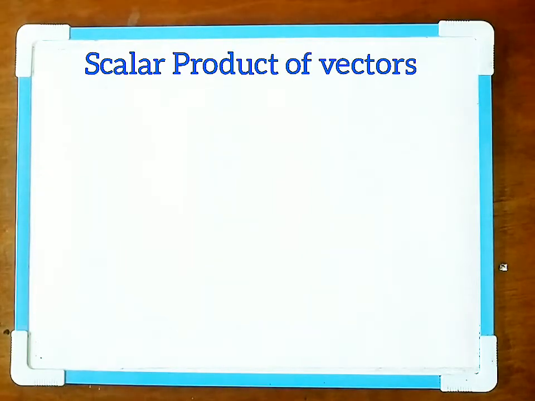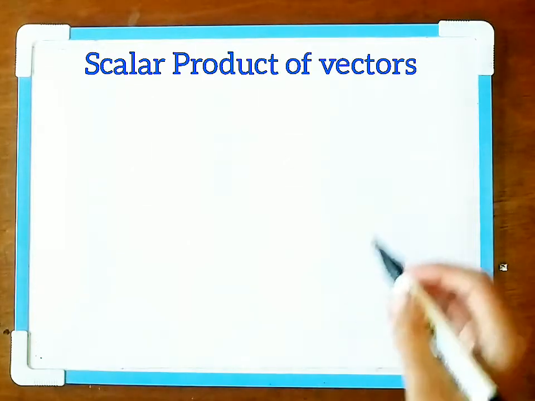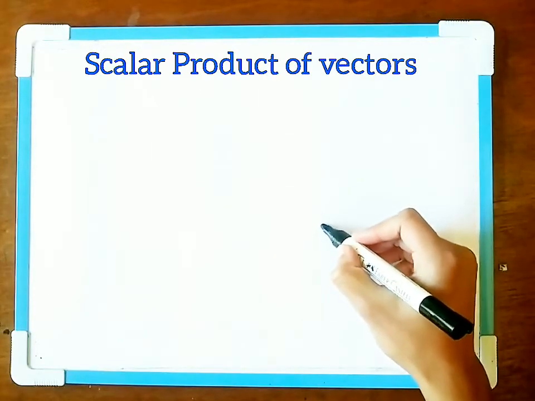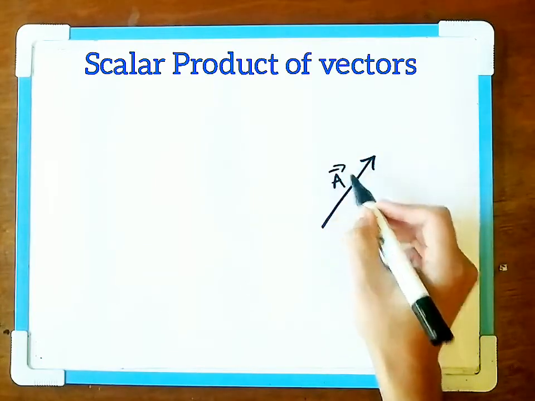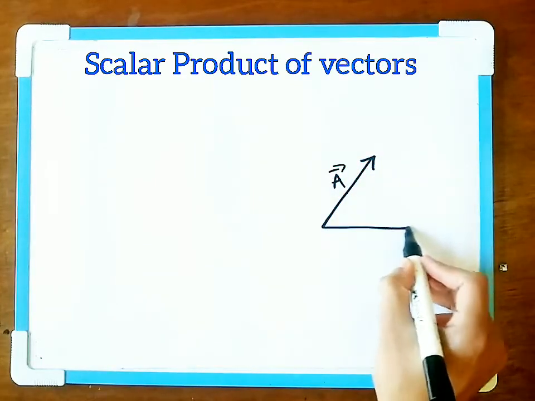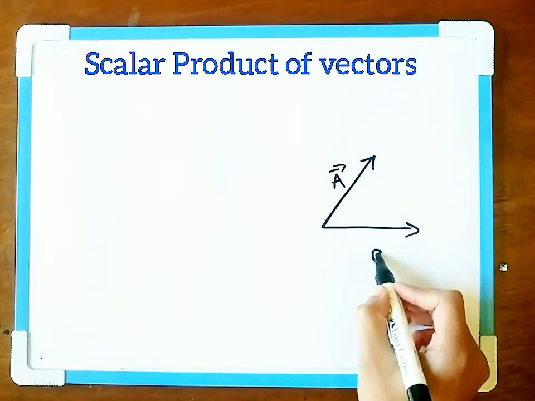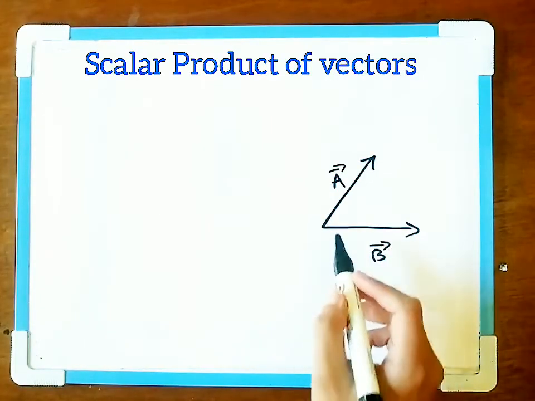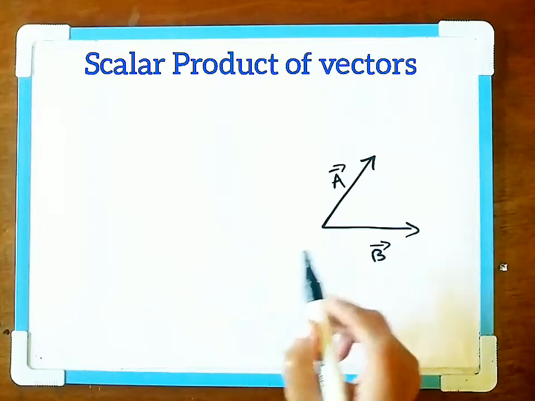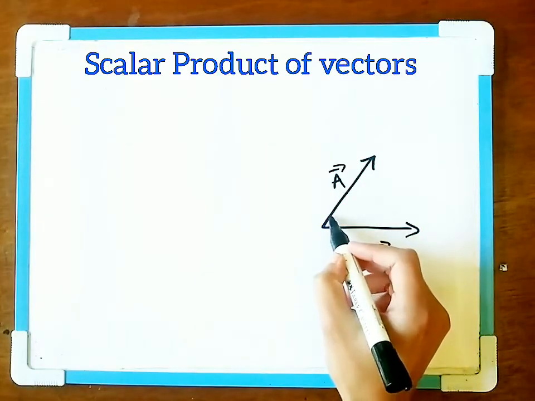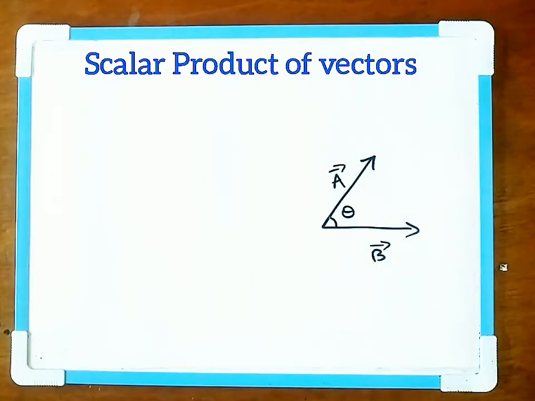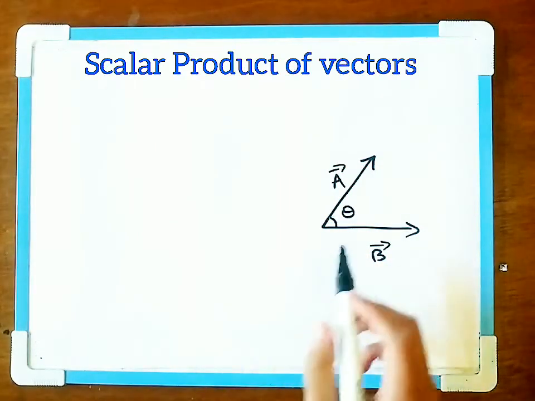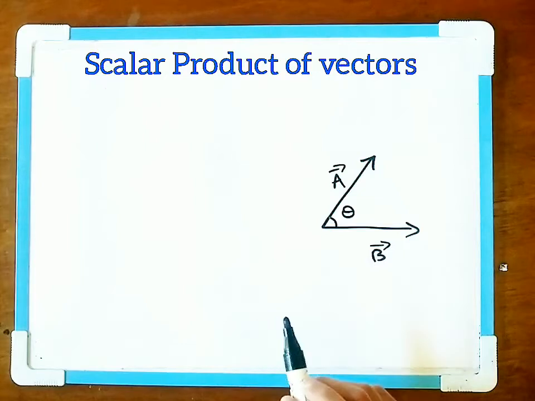Now if we have two vectors a and b acting at a point, so we have two vectors, say this is a vector and this is b vector, and they're acting at a point, and say the angle between these two vectors is theta. So two vectors a and b, and the angle between the two vectors is theta.